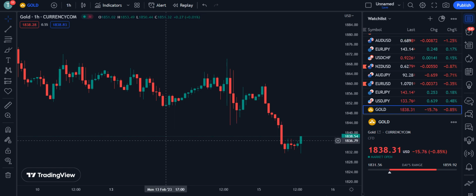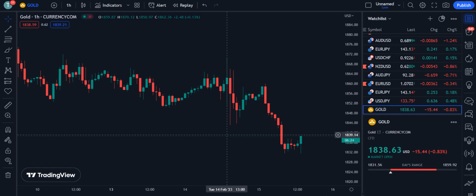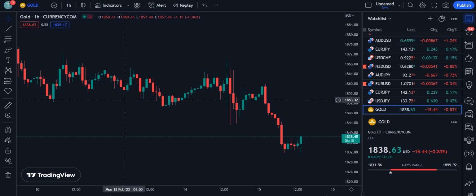So this gold trading strategy indicator will help you get the maximum profit, and this strategy can be used not only for Forex but also for crypto and the stock market.